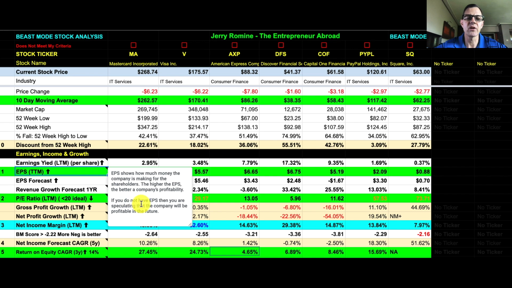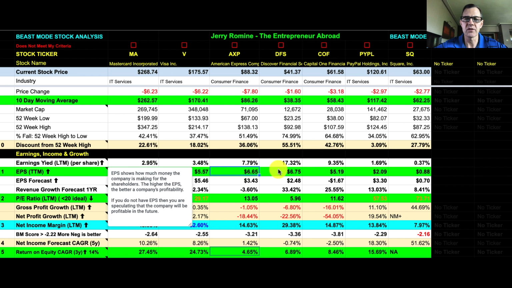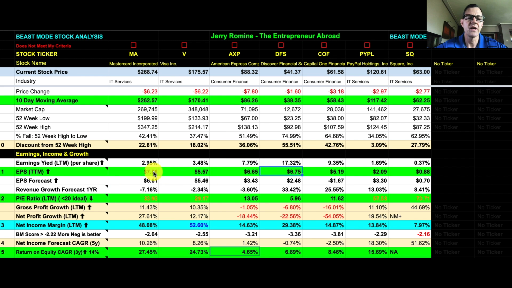If you do not have earnings per share, then you are speculating that the company will be profitable in the future. So at first glance, whenever we look at this, who's got the highest earnings per share? In this case, it's MasterCard at $7.86, and they have a current stock price of $268.74. But when we combine this and look at the earnings yield, that tells us who's actually making the most on a yield basis or per share.